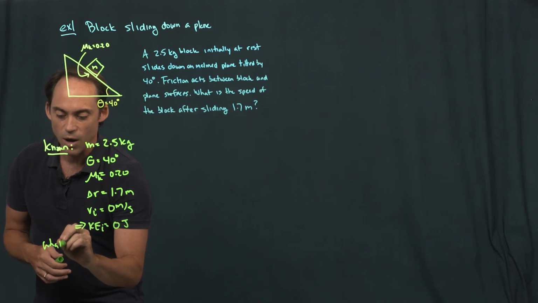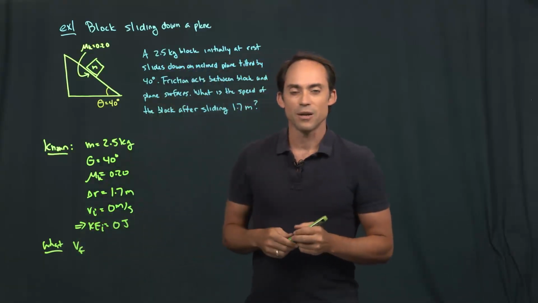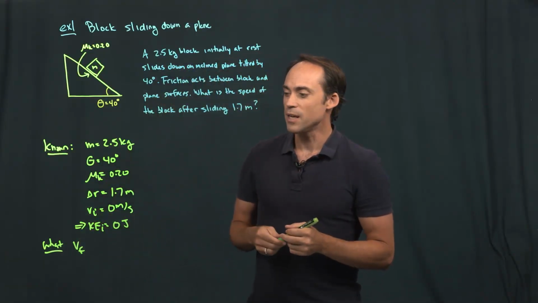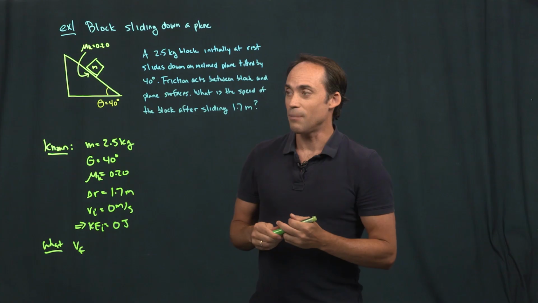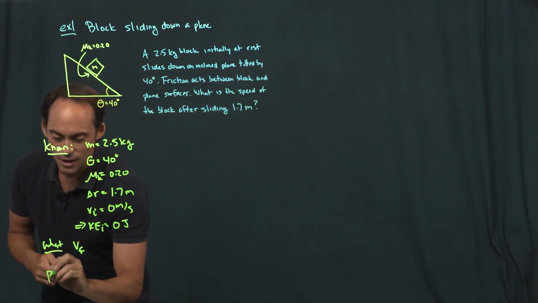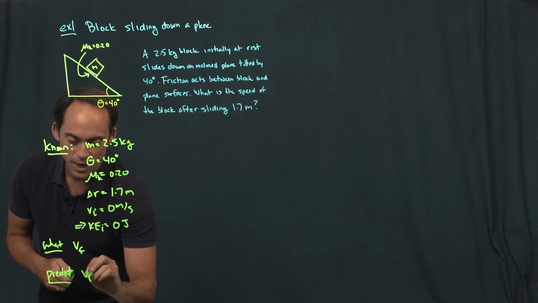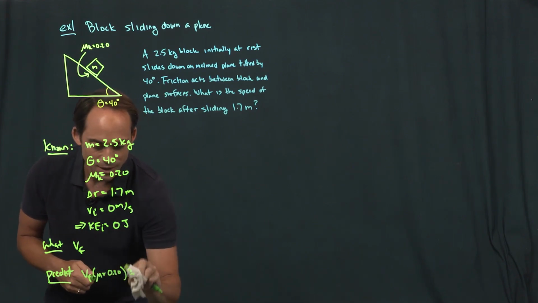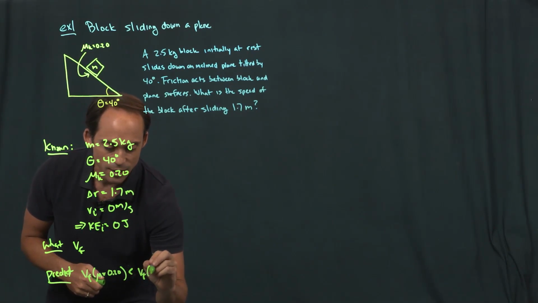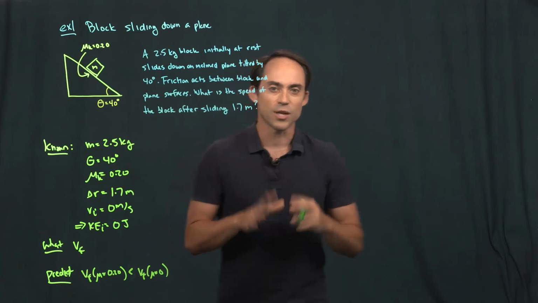And the quantity that we want is the final speed after this block has slid 1.7 meters. We know it's going to be a speed that's greater than 0 if it's going to be moving at all. But I would also predict that the speed we get out for a coefficient of friction of 0.2 will be less than the speed we would get if the coefficient of friction was 0. Okay, so that sets up our problem.